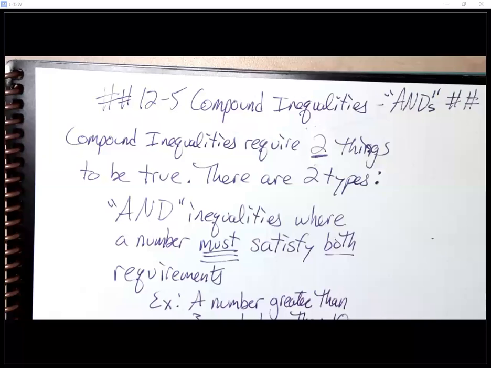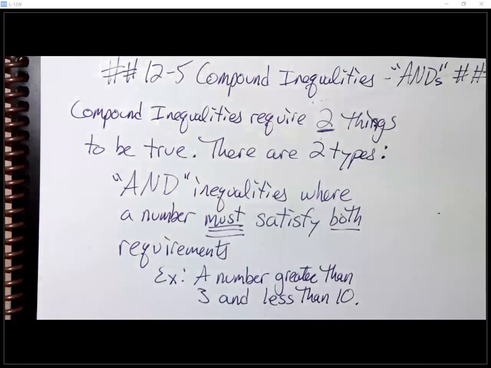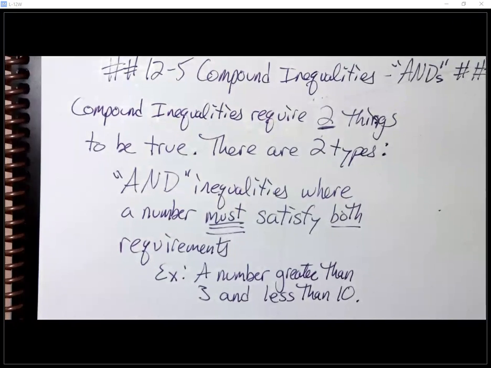Okay, so here is an example of a compound and inequality. Could you think of a number that does both of these things at the same time? A number that's greater than 3 and less than 10? Of course you can. Give me one of them. Give me a number that's greater than 3 and less than 10. 4, sure. It satisfies both of those requirements at the same time. It's both greater than 3 and it's less than 10. It fits both of them.